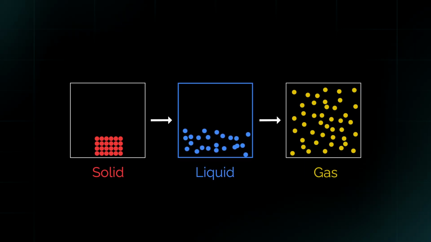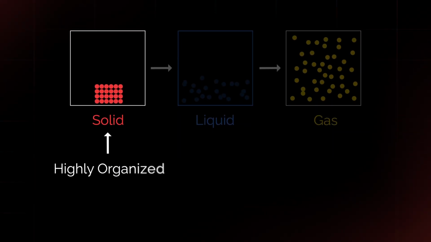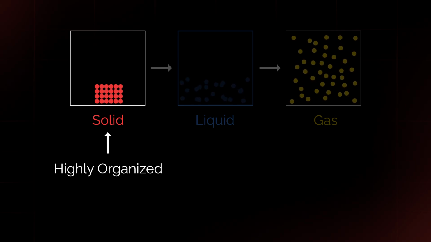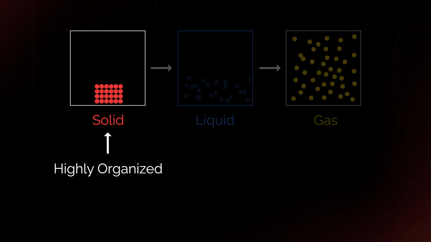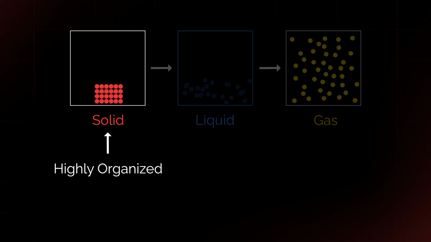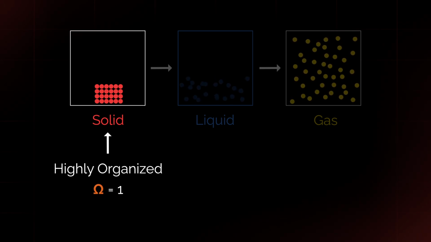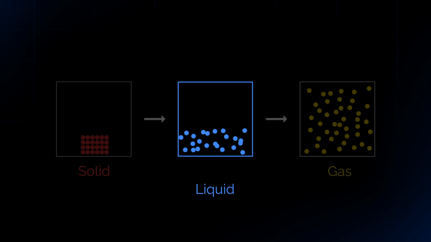Let's look first at phase transitions. If we look at this transition of a solid to a liquid to a gas, the solid is highly organized. Every atom has a specific spot in the crystal, and the atoms don't move out of their spot. Like when you have a classroom with 24 students and 24 desks, everything is in a row and a column. As long as everyone stays put, there's only one possible arrangement. So omega equals 1.